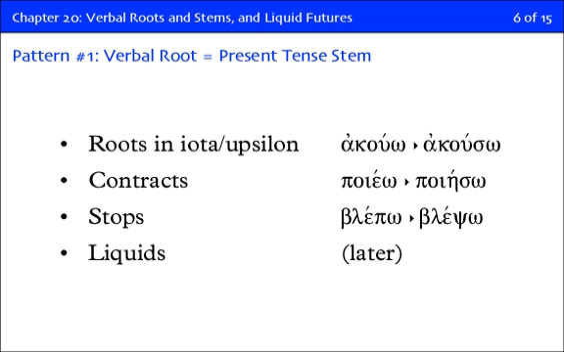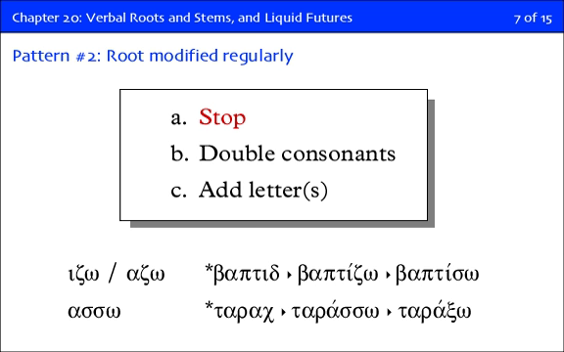And then there's words that end in a stop, words like blepo. And when the final consonant meets up with the sigma of the tense formative, regular things happen. Those are all three different categories in pattern 1, and we met them in chapter 19. Now there is one more category called liquids, but we'll learn that at the end of this chapter.